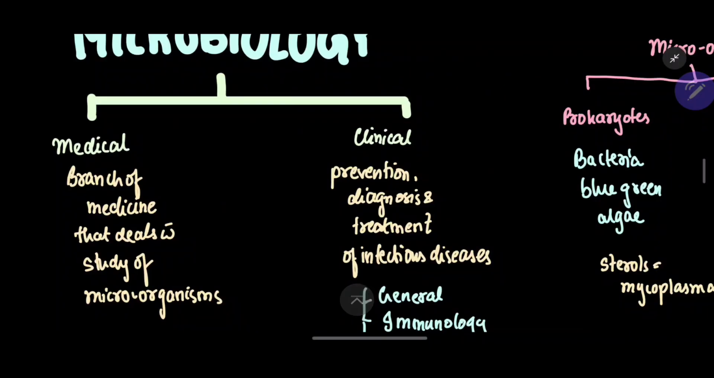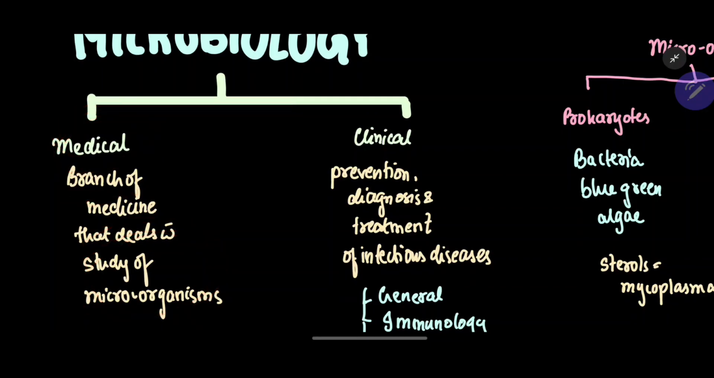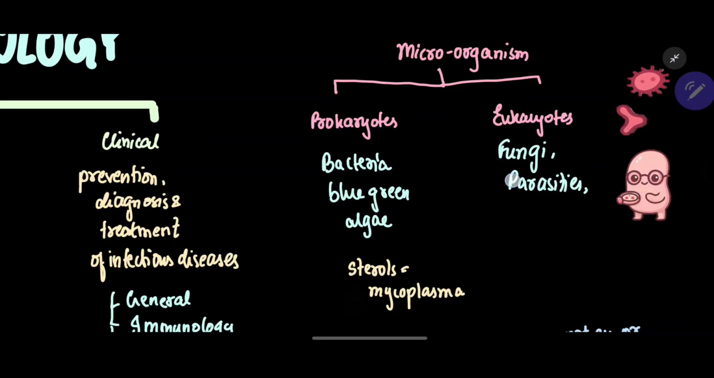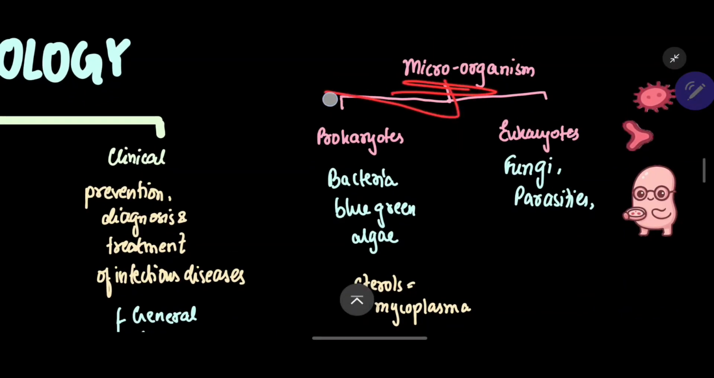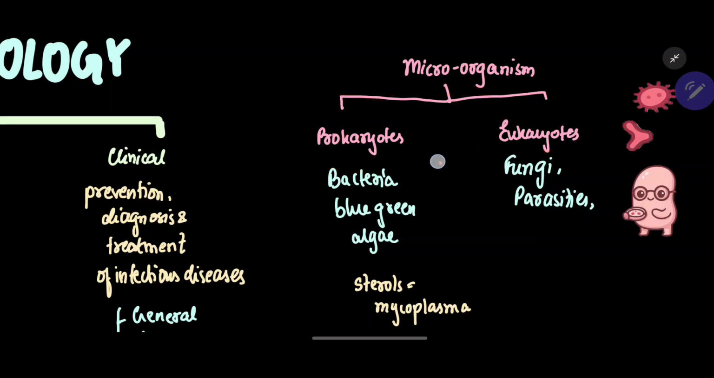So it is medical microbiology. It is a branch of medicine, and it deals with the study of microorganisms. That's pretty simple, right? And what are microorganisms? This is pretty basic, but I'm just going to revise it anyway. Microorganisms are divided into prokaryotes and eukaryotes. Prokaryotes have a more diffuse nucleus, and eukaryotes have a well-defined nucleus.